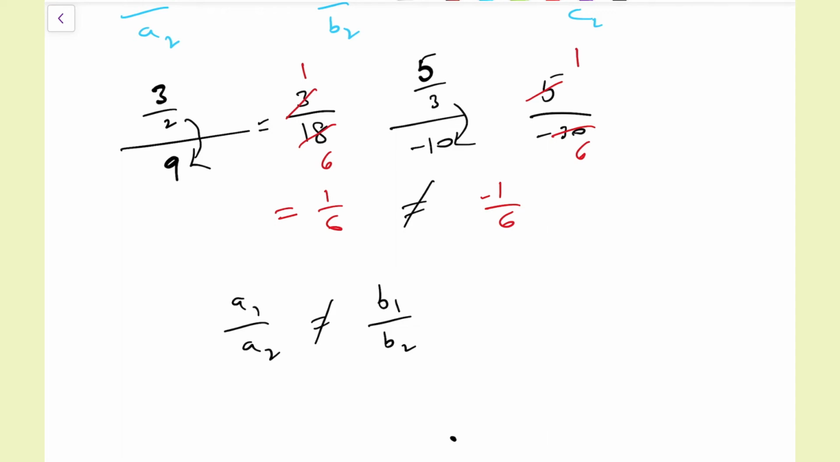If a1 by a2 is not equal to b1 by b2, then those lines are intersecting lines. Intersecting lines mean one solution will be there. So I can call this pair a consistent pair.